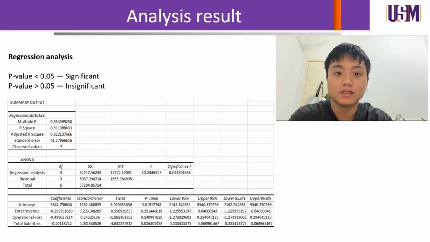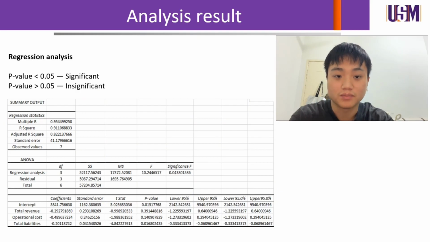Actually, we focus on the effects of total revenue, operating cost, and total debt on net profit. Overall, the fit of this model is very good because the R-square is 0.91. It means the strong linear relationship between these variables and net profit. However, the problem is that only total debt has a significant effect on net profit, which may be related to the small sample size. The first hypothesis is there is a positive relationship between net profit and total revenue.